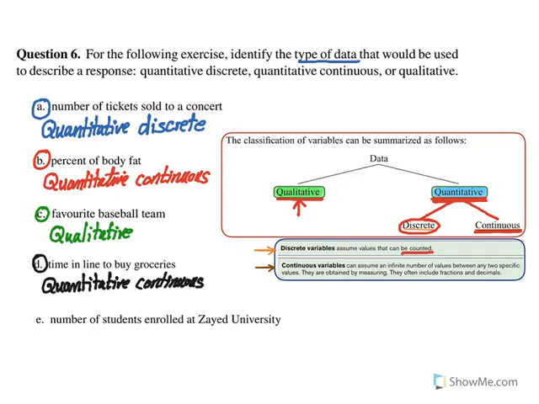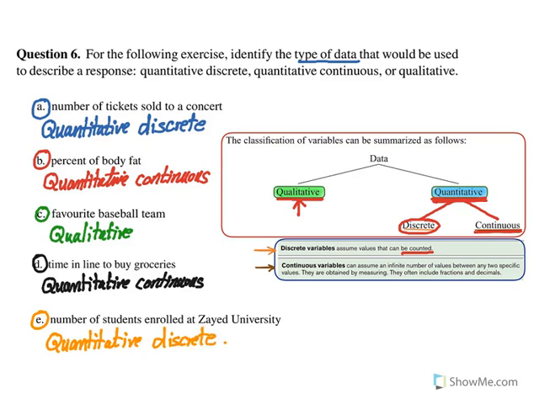And the last one is also something that you can relate to. Number of students enrolled at Zayed University. Of course, we cannot have half a student. We have only whole numbers of students. And so since it's a number that can be counted and it's an exact number, that would be quantitative and discrete, because it's always a whole number.